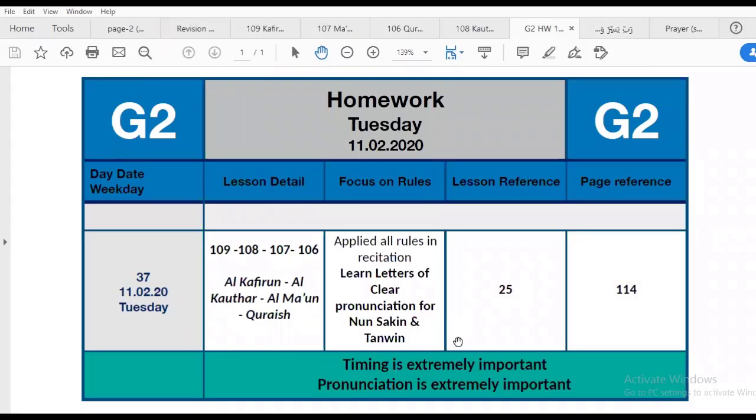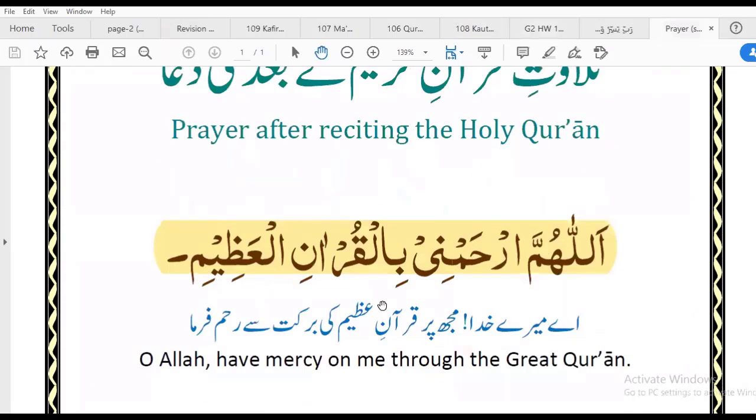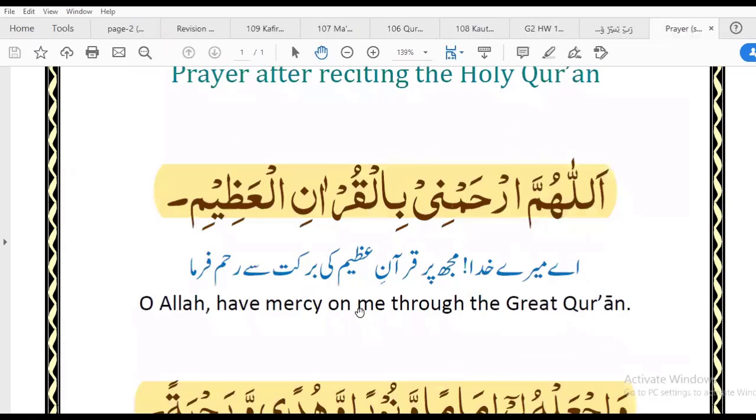Okay, and as always, timing is extremely important, and so is pronunciation. So please make sure that you do your homework by revising and understanding the rules that we have covered in today's class. Okay, so we will now end with a prayer. So could I please have a student on the mic?